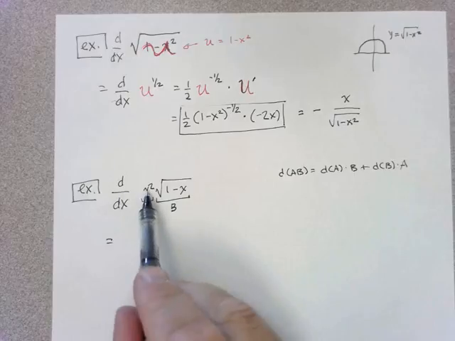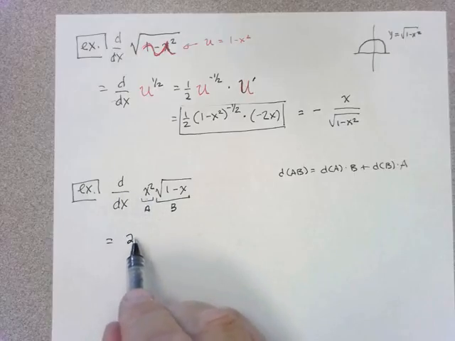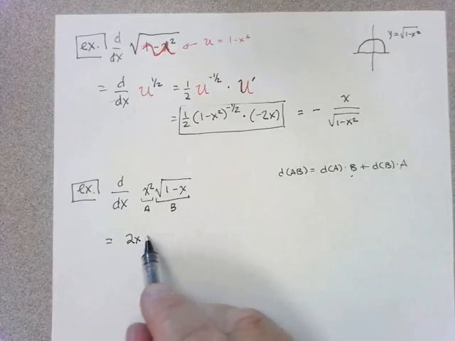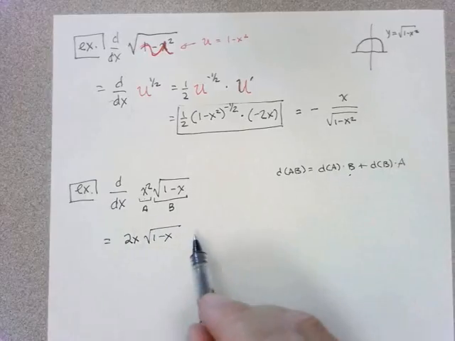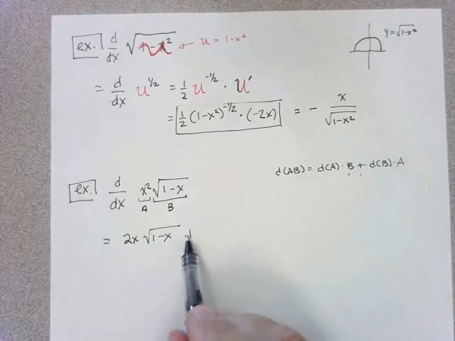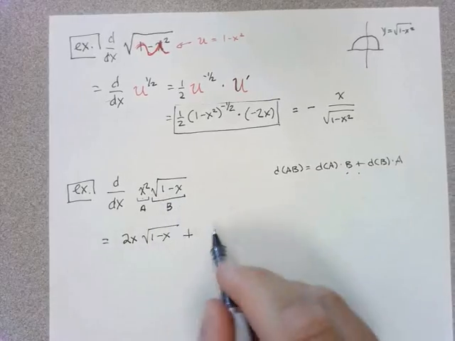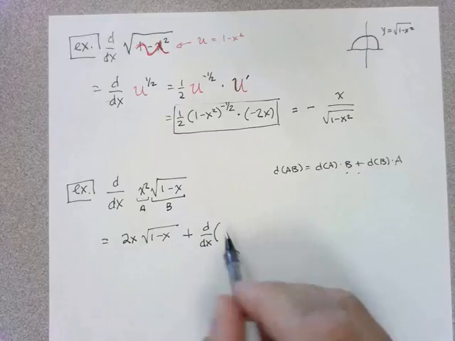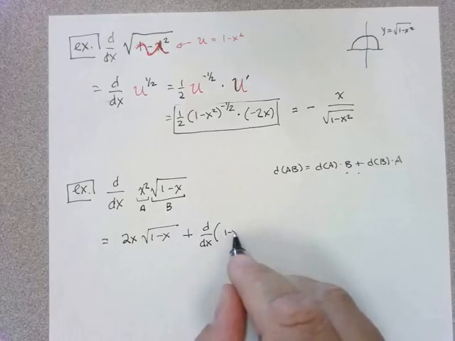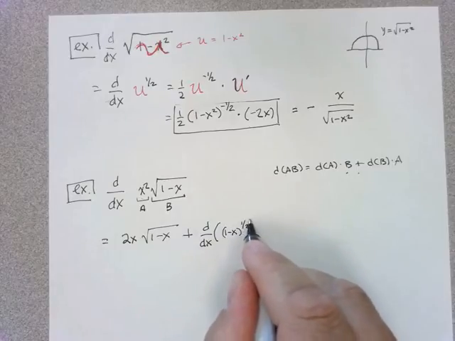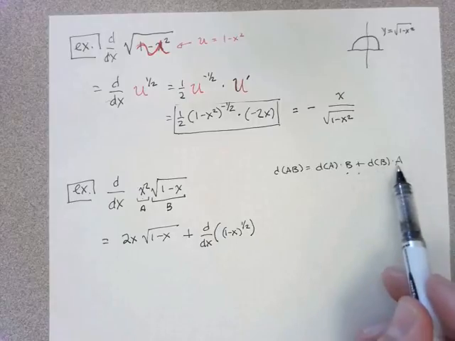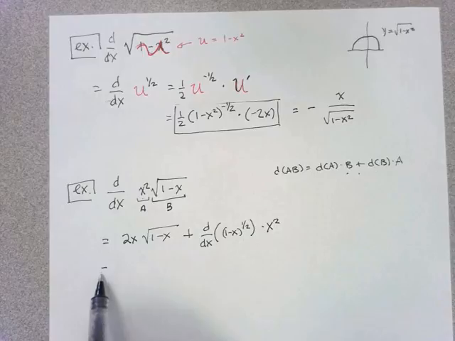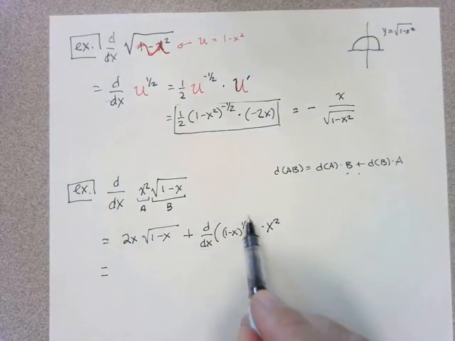So the derivative of a is simply 2x. And then I have b, no derivative, plus the derivative of b. Well, that's the derivative of this. So I'm not going to try to do that in my head. I'm going to just write derivative of, and I'm going to write this as 1 minus x to the 1/2 because I'm going to have to take a derivative. And then I have a times x squared. Now I have to work out this derivative.